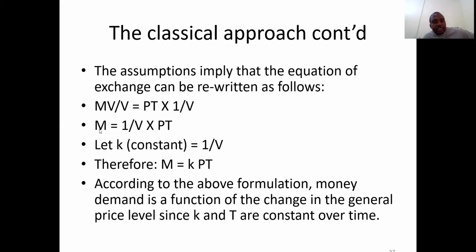So we'll be having in the next stage M, which is equal to 1 over V, multiplied by PT, the original PT. This 1 over V, we can say it is equal to K, a constant, because it's a reciprocal of a constant. The reciprocal of a constant is simply another constant. So finally, our M is equal to KPT. According to the above information, we now have a money demand function. Since T and V are constant, K, which is the reciprocal of V, in essence, it's 1 over V. K and T are constant, so money demand is a function of the change in the general price level.